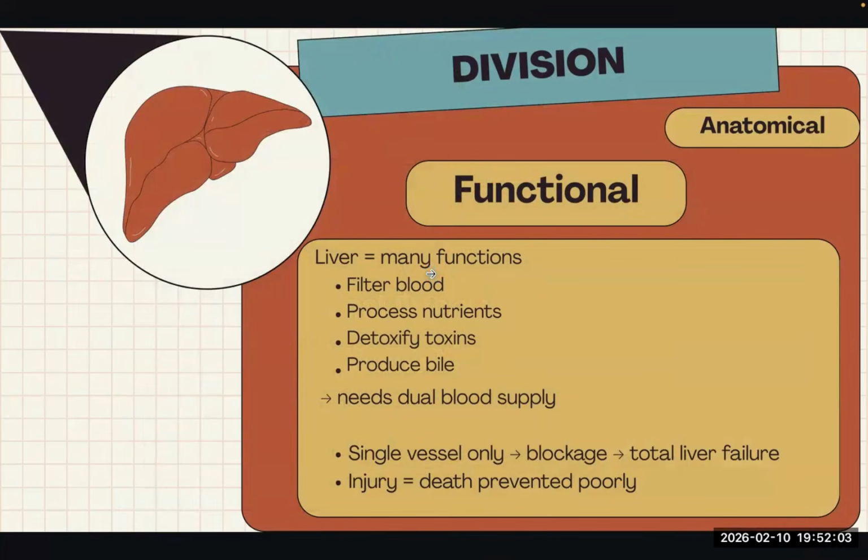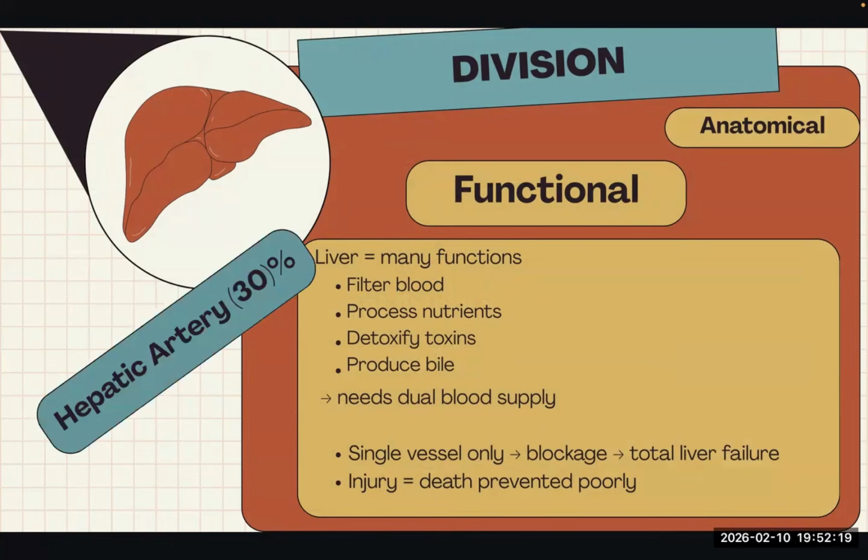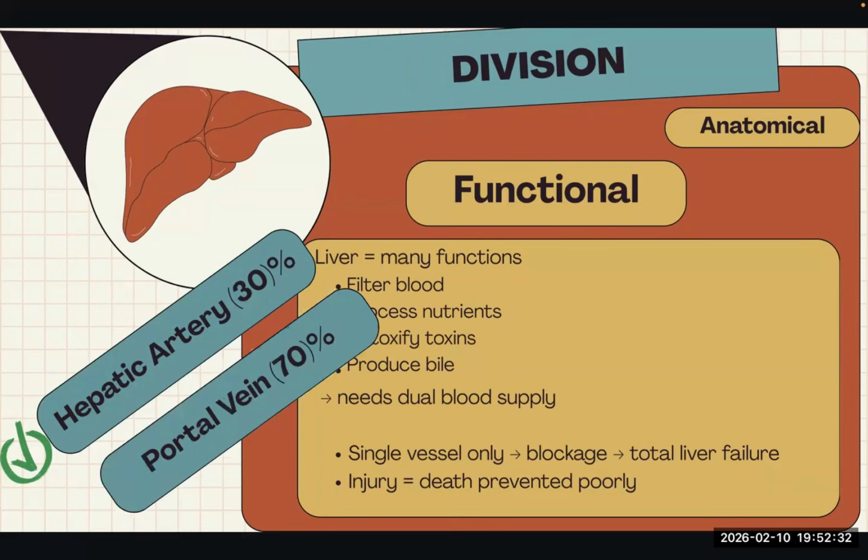Okay, well, now that we're back, can you guys tell me which arteries supply the liver? Okay, hepatic. So you're right, hepatic supplies 30% of the liver. Congrats, you got 30% of the supply. Where's the rest of the 70? Do you guys know this one? Portal vein. Yes, exactly.